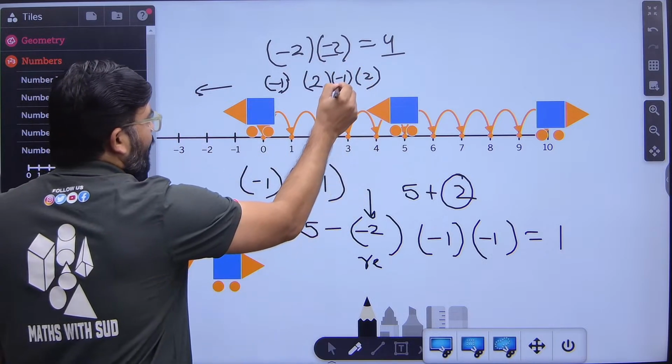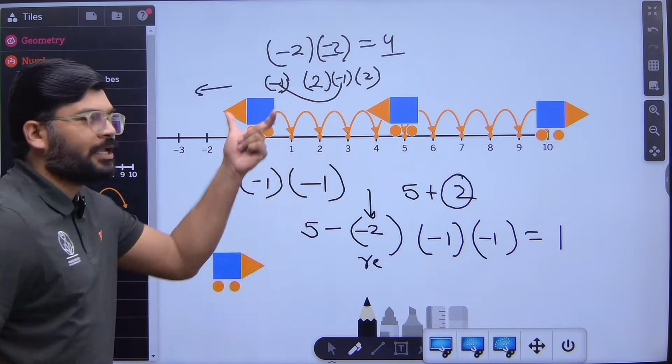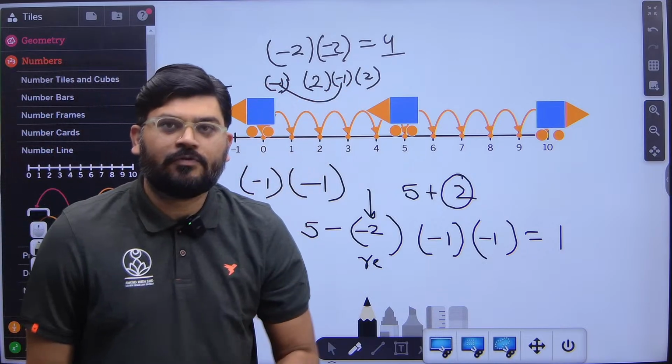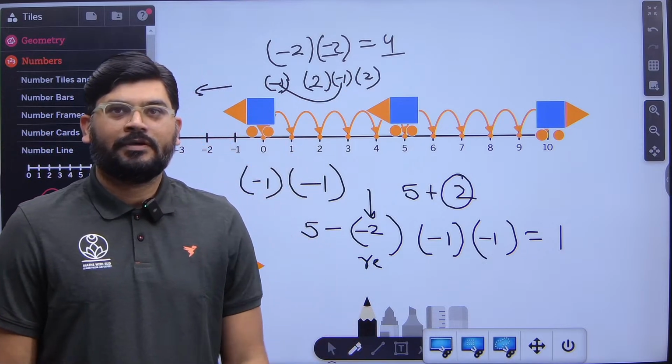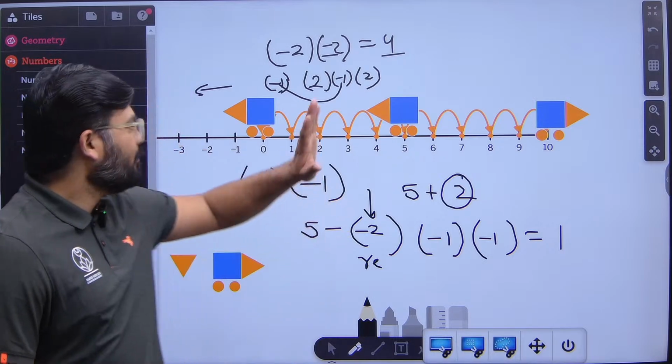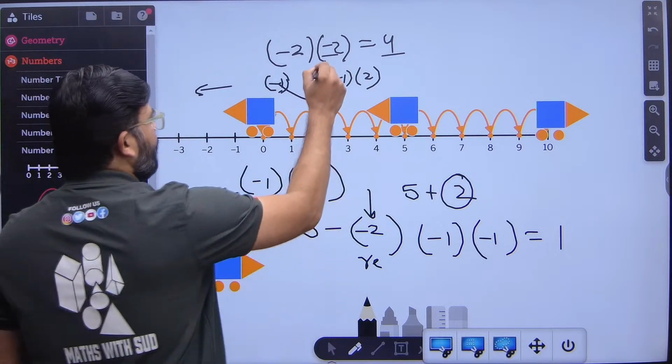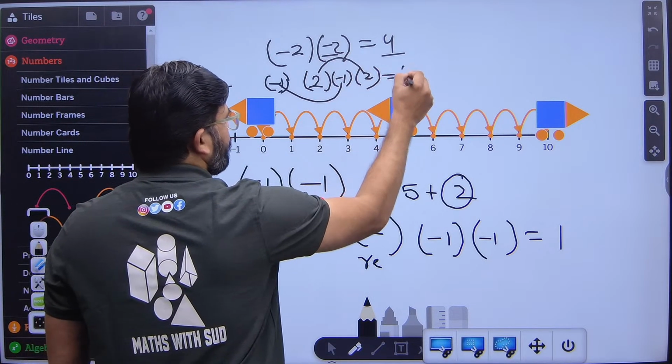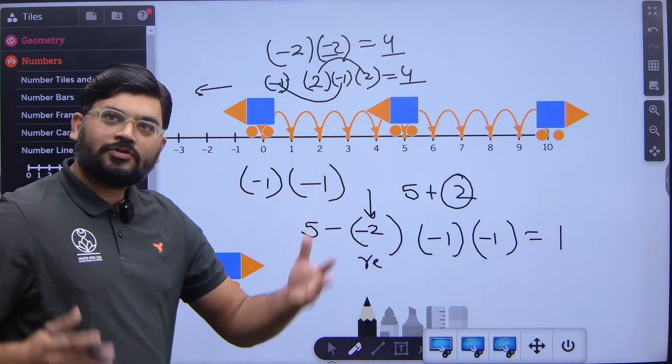Now tell me, what is negative of negative, which I taught you initially? What is negative of a negative? 1. So leave that as 1. Now multiply the remaining numbers. 2 into 2 is how much? 4. So the answer is 4.